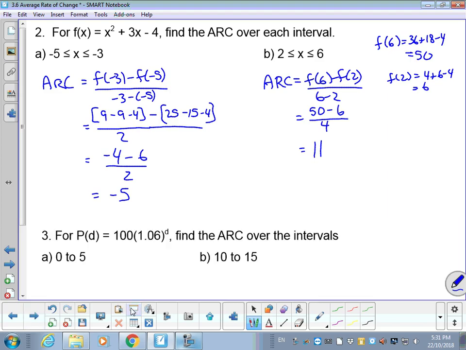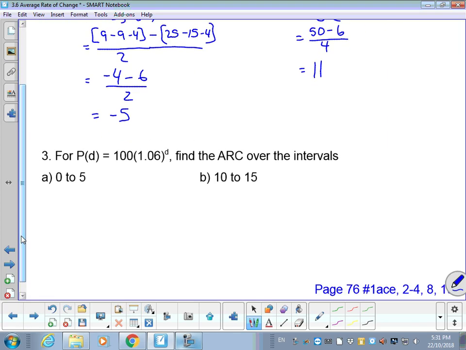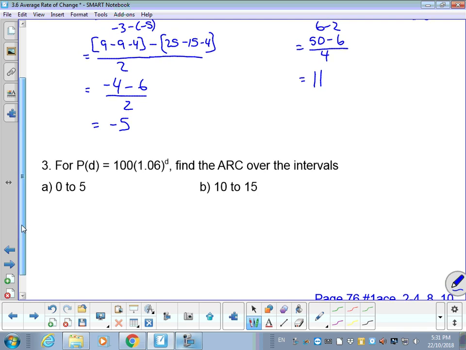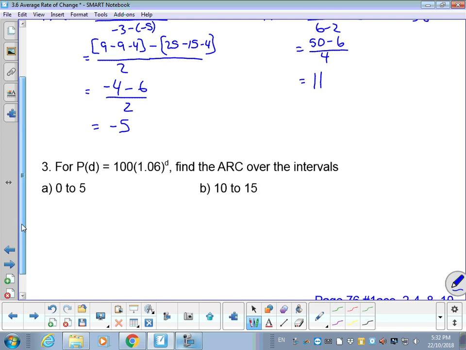Last example puts it into an application. Because look at this function: P of d equals 100 times 1.06 to the d. Potentially, and I don't know, because there's no story with this one, but potentially P is for population, and d is for days. And if that were true, we're going to find out something about this population growth over a number of days. Remember, P is the population, in place of the y values, goes on the top. d is the days, in place of the x values, goes on the bottom. So we could get a growth of maybe people per day if that's what this was measuring.